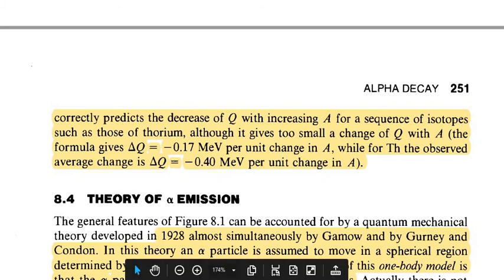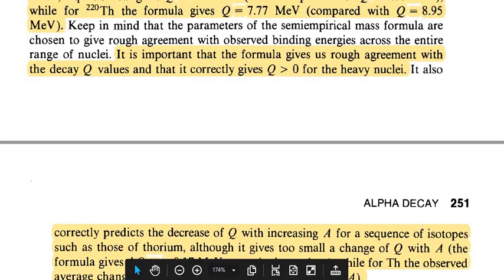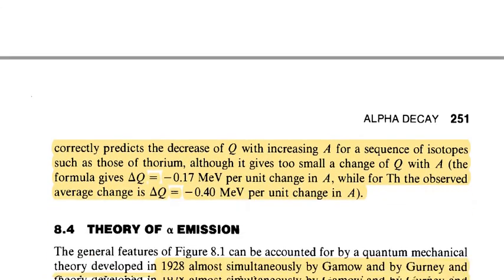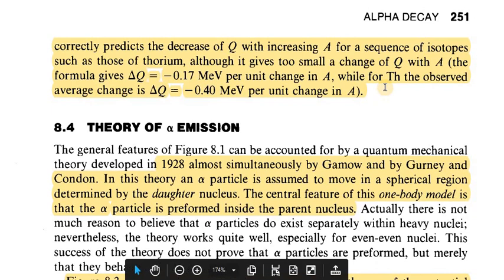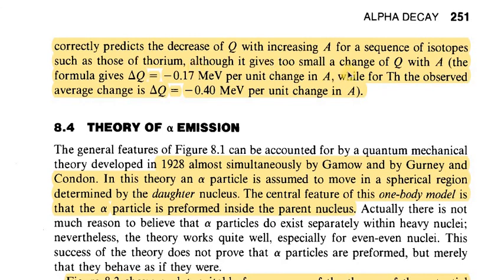It also correctly predicts the decrease of Q with increasing A for a sequence of isotopes such as those of thorium. Although it gives too small a change of Q with A, the formula gives delta Q equal to minus 0.17 MeV per unit change in A, while for thorium the observed average change is delta Q equal to minus 0.40 MeV per unit change in A. Let us look at the theory of emission in the next class.